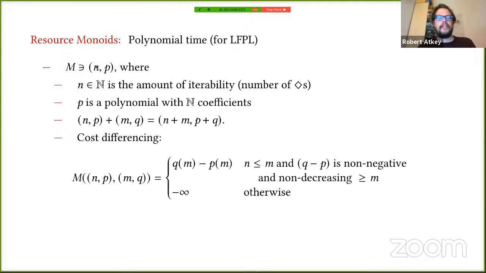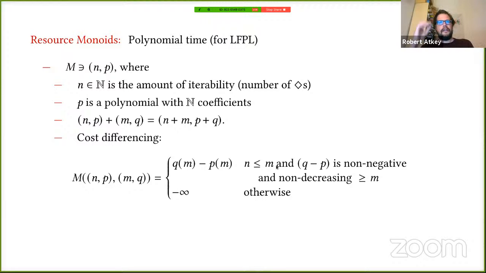And the polynomial is a kind of active weight. This is if I'm an object which is applied to something which has m diamonds, then I have enough potential to do p of m steps. So this is what we use to do higher order things. And then we just add them to get the monoid operation. And the differencing is done by taking the bigger number of diamonds and taking the difference between the two polynomials. So the polynomial I have left at the end is p, actually it works backwards.